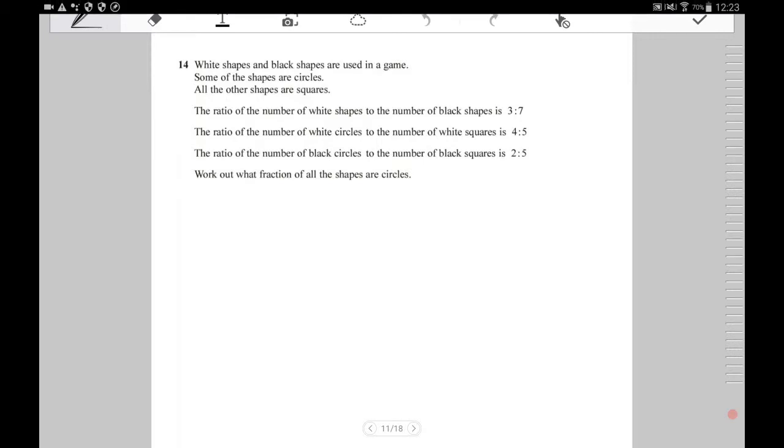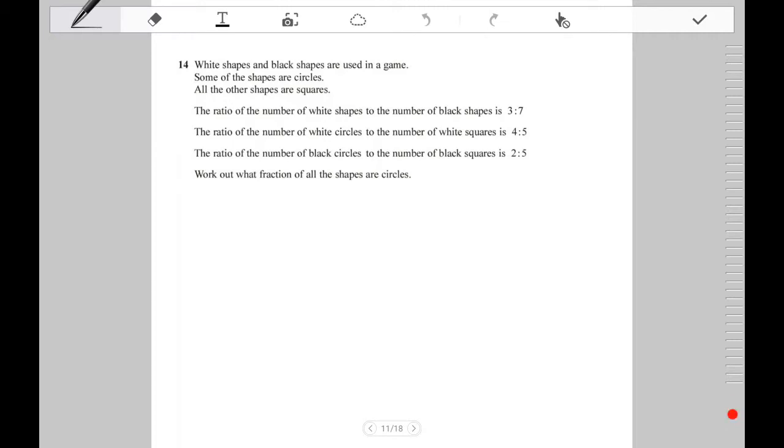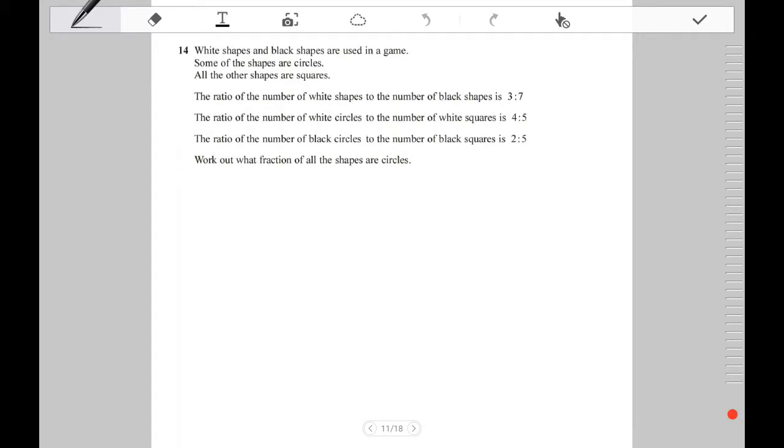So, question 14. White shapes and black shapes are used in a game. Some of the shapes are circles, all the other shapes are squares. The ratio of the number of white shapes to the number of black shapes is 3 to 7. The ratio of the number of white circles to the number of white squares is 4 to 5. And the ratio of the number of black circles to the number of black squares is 2 to 5. Work out what fraction of all the shapes are circles.